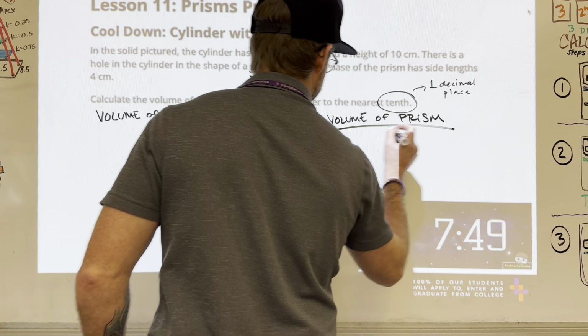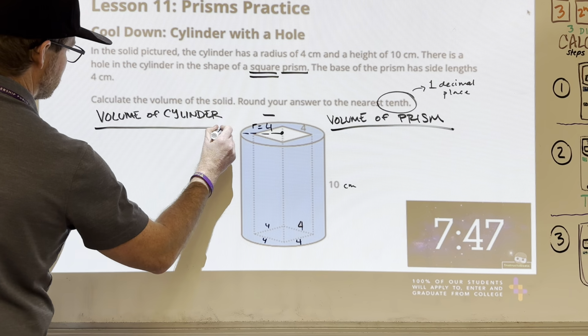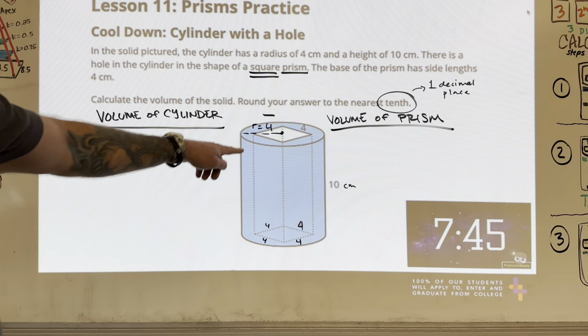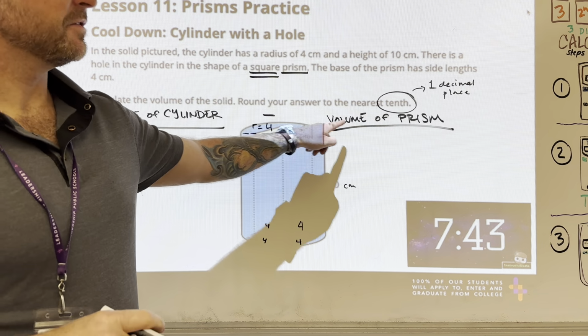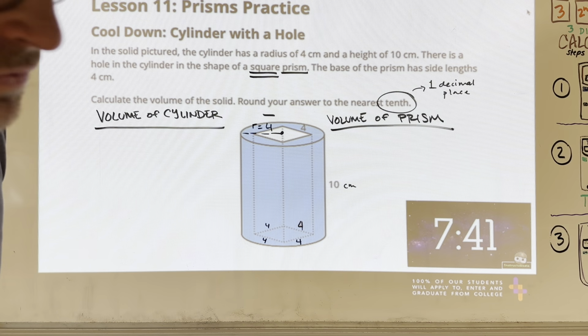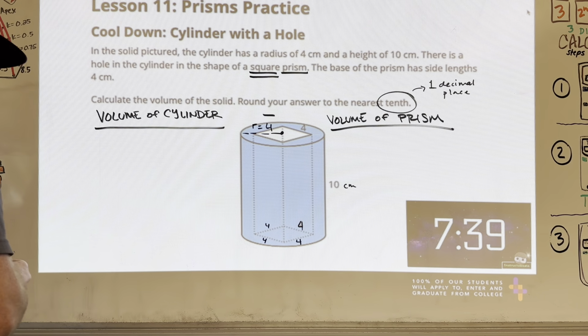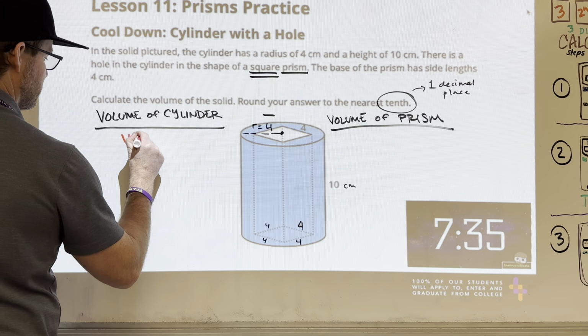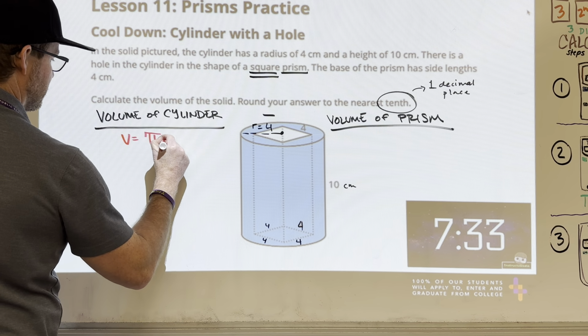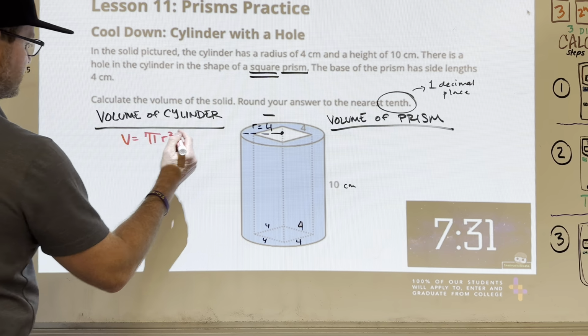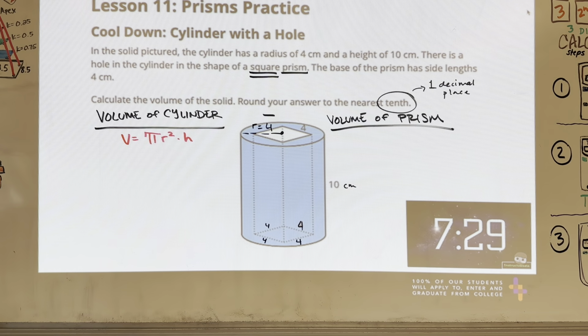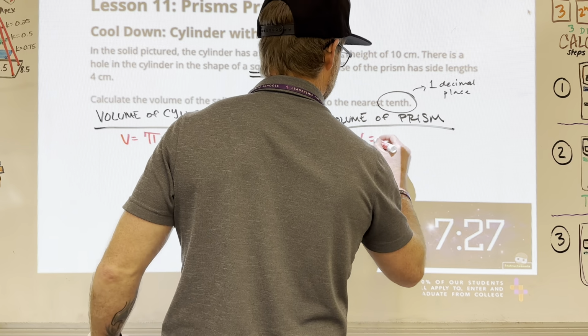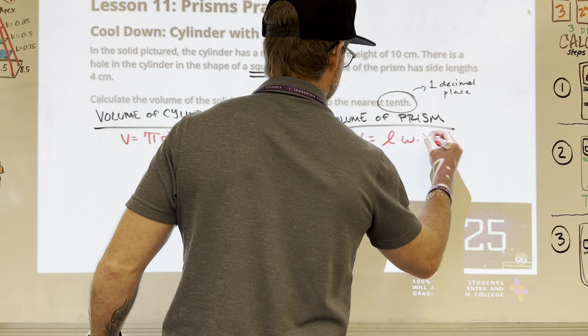So underline these two. Volume of the cylinder minus the volume of the prism. That's how you get this one. The volume of the cylinder is pi r squared times height. The volume of a prism is length times width times height.